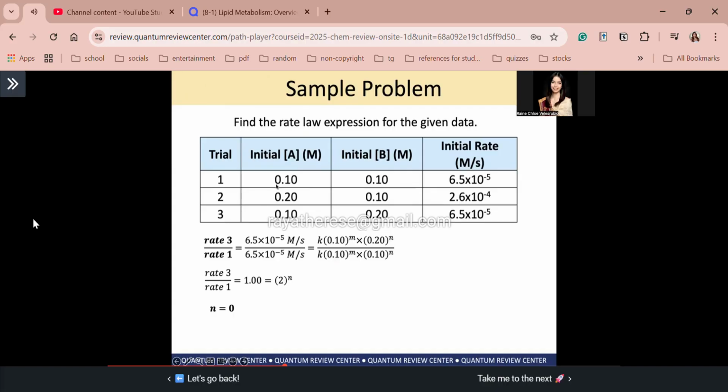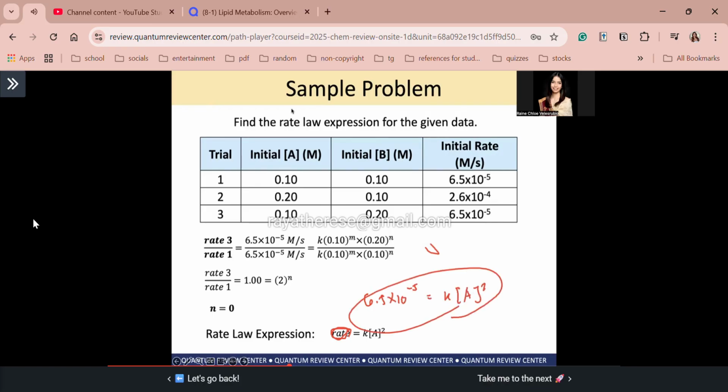Ano masasabi natin guys? That the rate law is not dependent with the concentration of B. Therefore, the overall rate law expression is as follows. Rate is equal to K[A] squared. Ayan. So, pwede rin guys na lagay nyo ang value ng rate natin. Sige nga, na-solve nyo ba ang value ng rate natin? Okay, so that is equal to 6.5 times 10 to the negative 5, right? So again, your rate is equal to 6.5 times 10 to the power of negative 5, which is equal to K[A] squared. So this is your rate law. Okay? I hope it's clear, guys.